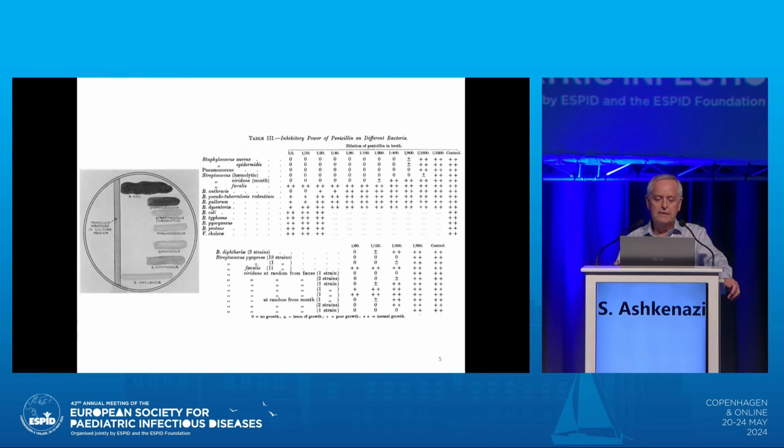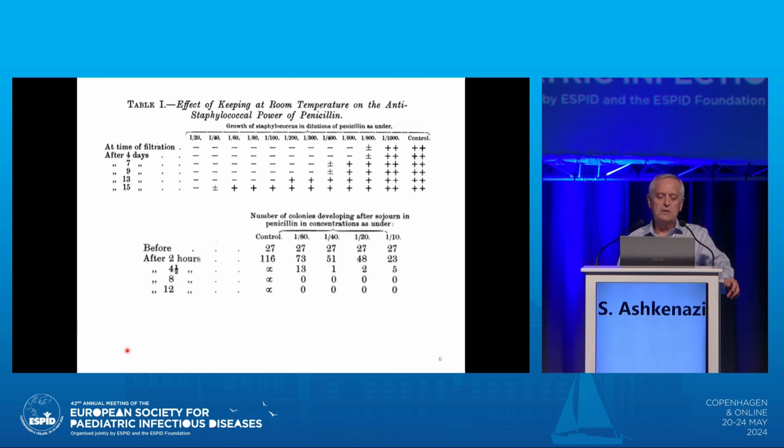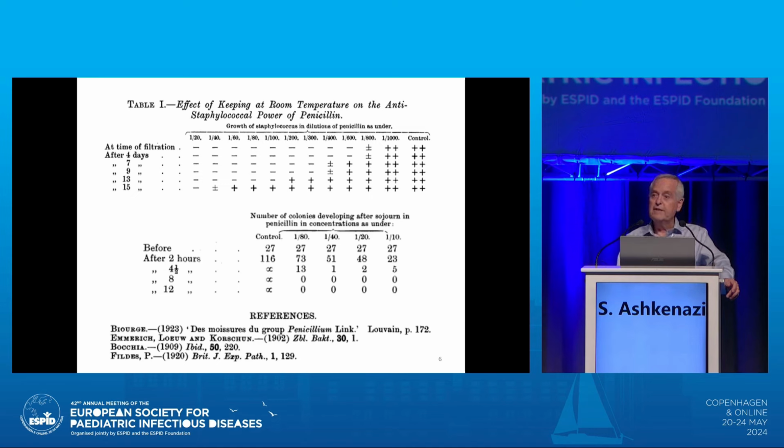Just for example, this is morphologically the effect on different bacteria. This is quantitatively the dilutions, different species, different strains, and also the effect of timing outside the refrigerator, with concentrations and so on. Interestingly, only 4 references.